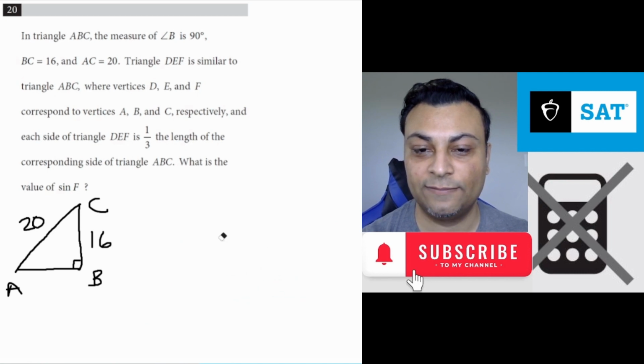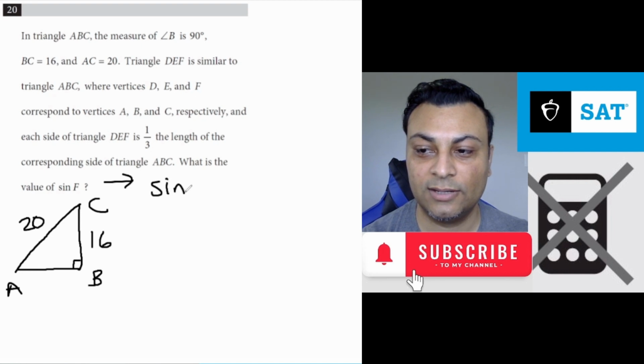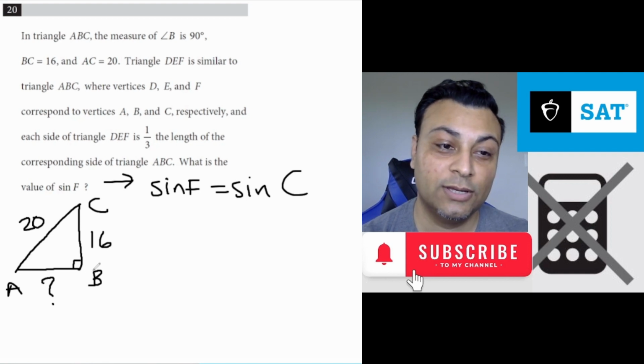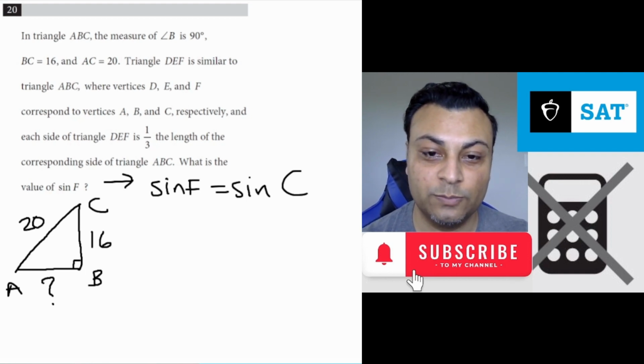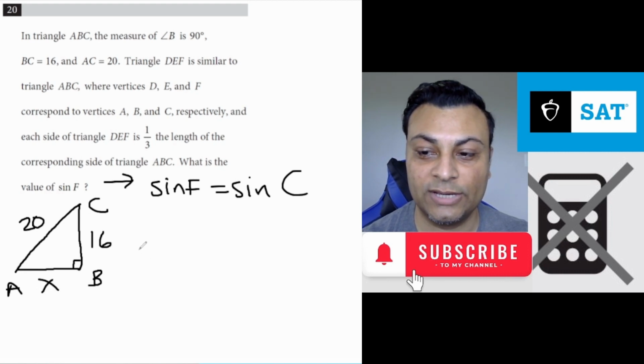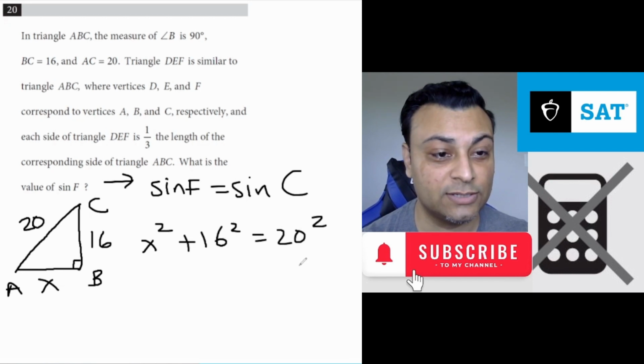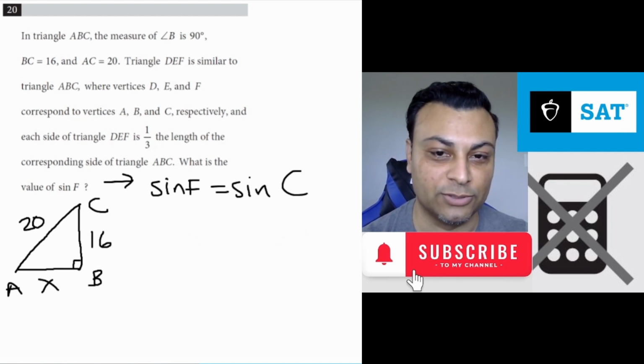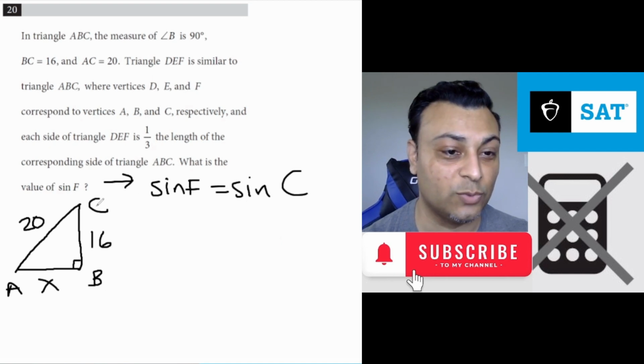So sine F, what's the value of sine F? Sine F is the same as sine C. And for C, you need the opposite over the hypotenuse, which is this over 20. Now, you could do the Pythagorean theorem, which works, but with no calculator, it might be a little trickier. You could do x squared plus 16 squared equals 20 squared and solve for x, and this way does work. However, I prefer to work with another similar triangle where the numbers are reduced, because 16 and 20 can reduce.